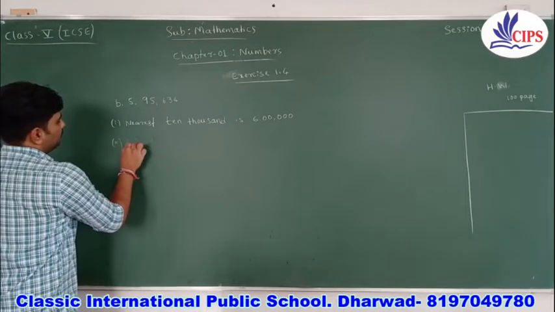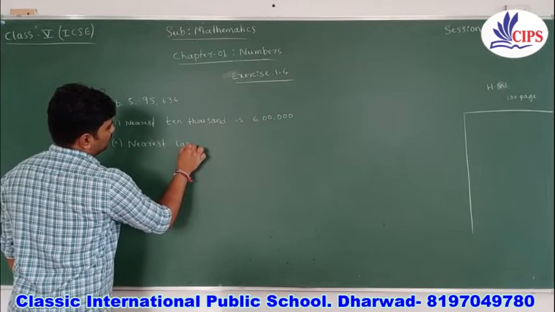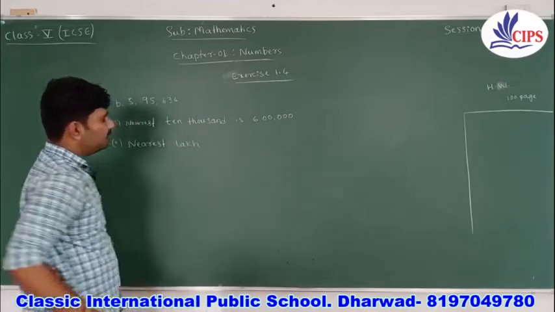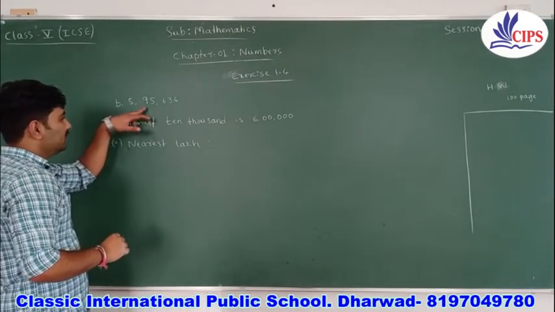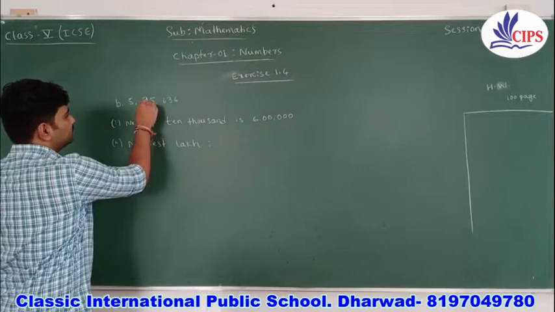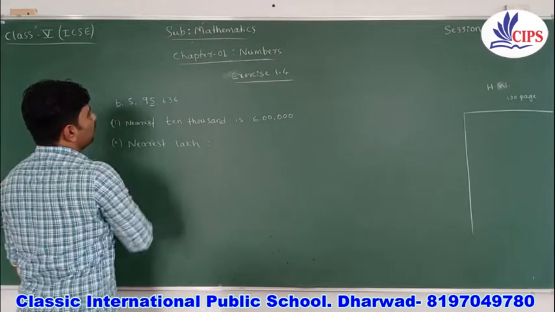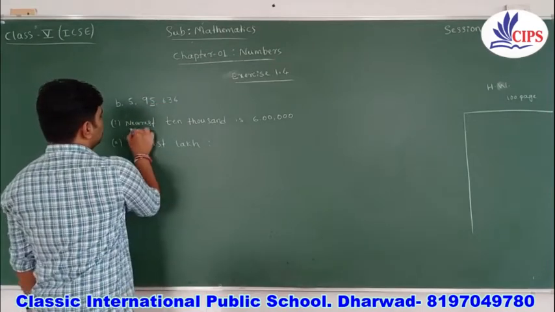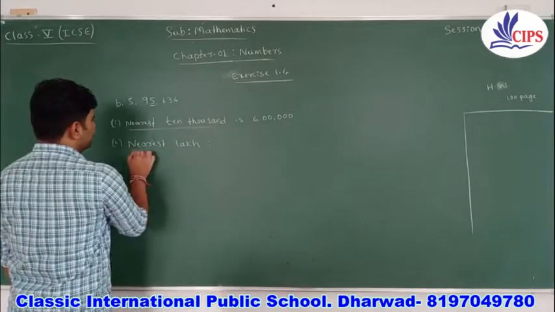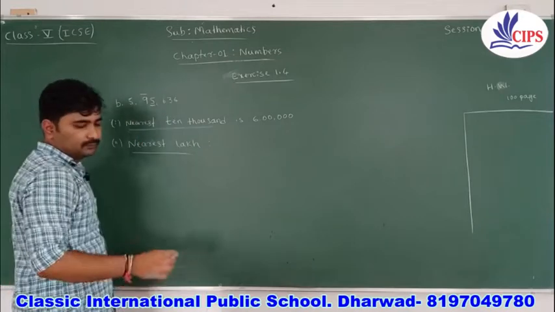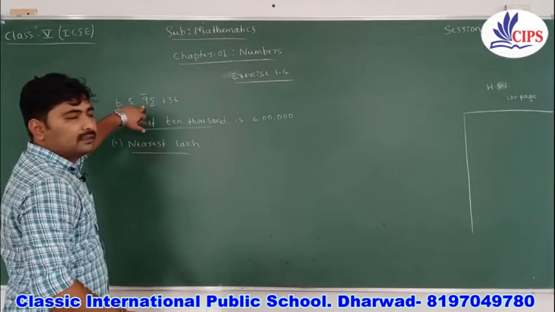Second one, we are also supposed to write nearest lakh. Again, we know the procedure. What is that? In nearest lakh, I am going to consider the 10,000th place. See this one. I am giving blue for nearest 10,000, and I am giving orange for nearest lakh, so that you guys can understand.